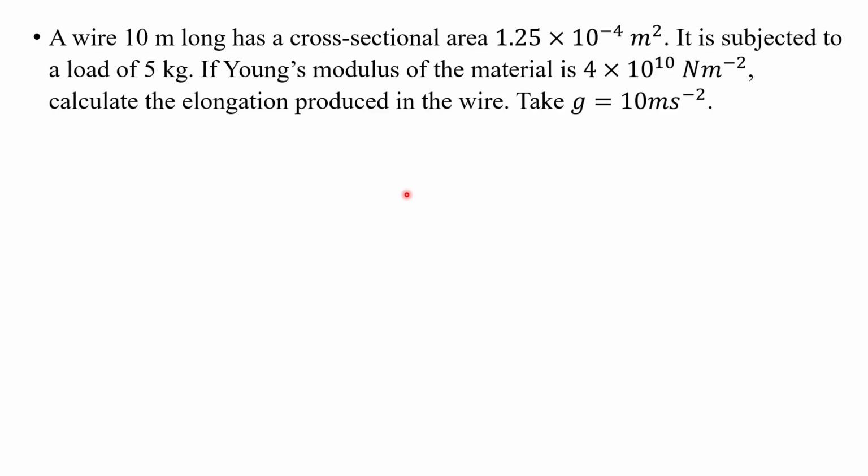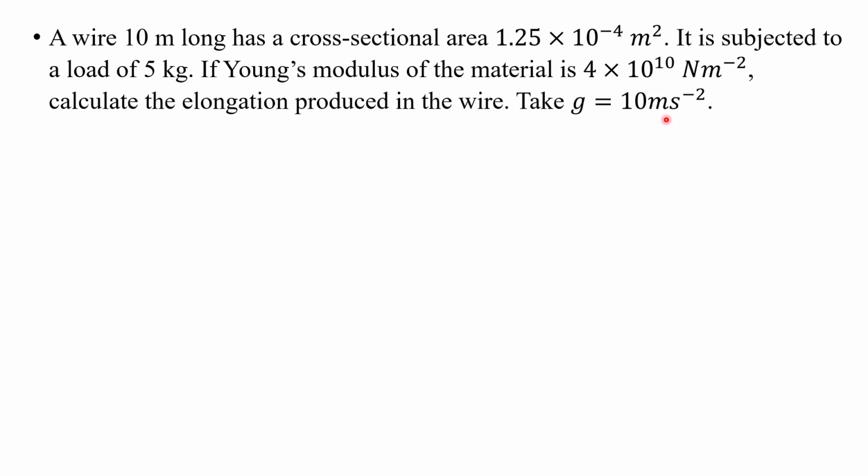The first example says that a wire 10 meter long has a cross-sectional area 1.25 into 10 raised to the power minus 4 meters square. It is subjected to a load of 5 kg. If Young's modulus of the material is 4 into 10 raised to the power 10 Newton per meter square, calculate the elongation produced in the wire. Take g is equal to 10 meter per second square.